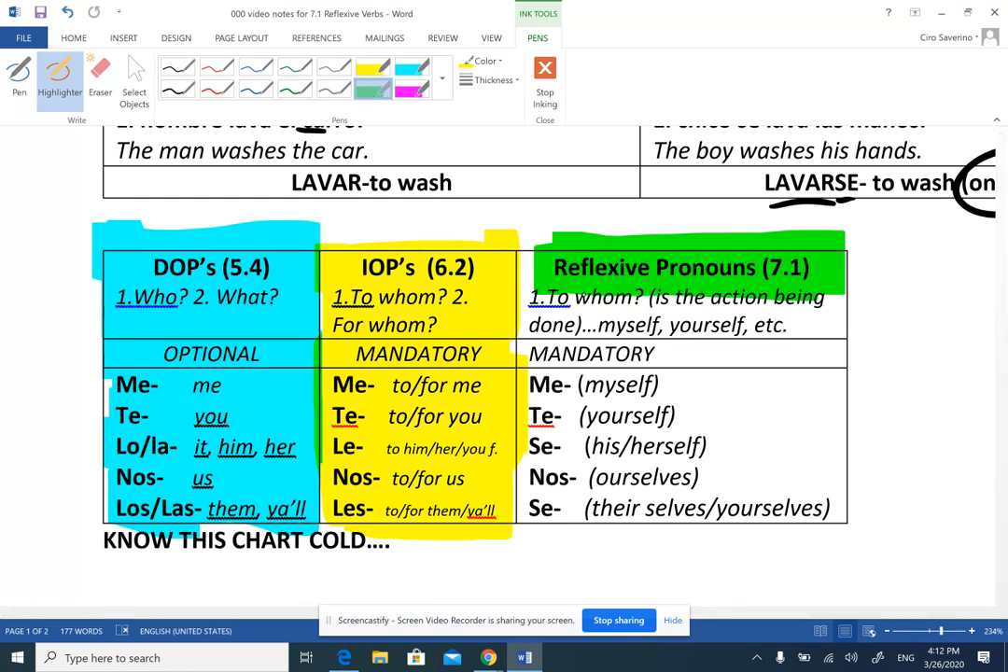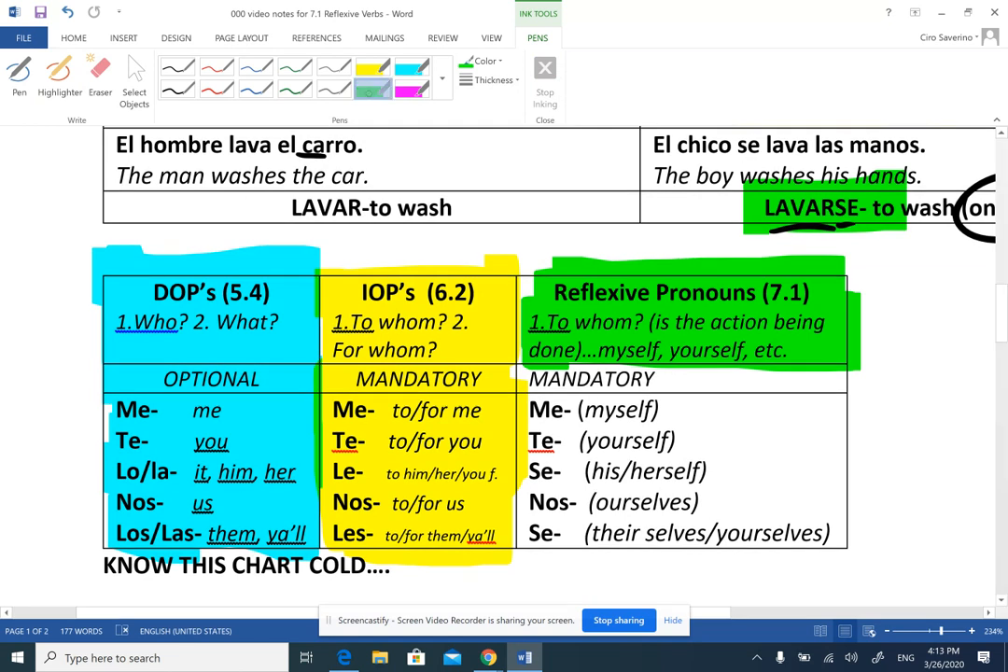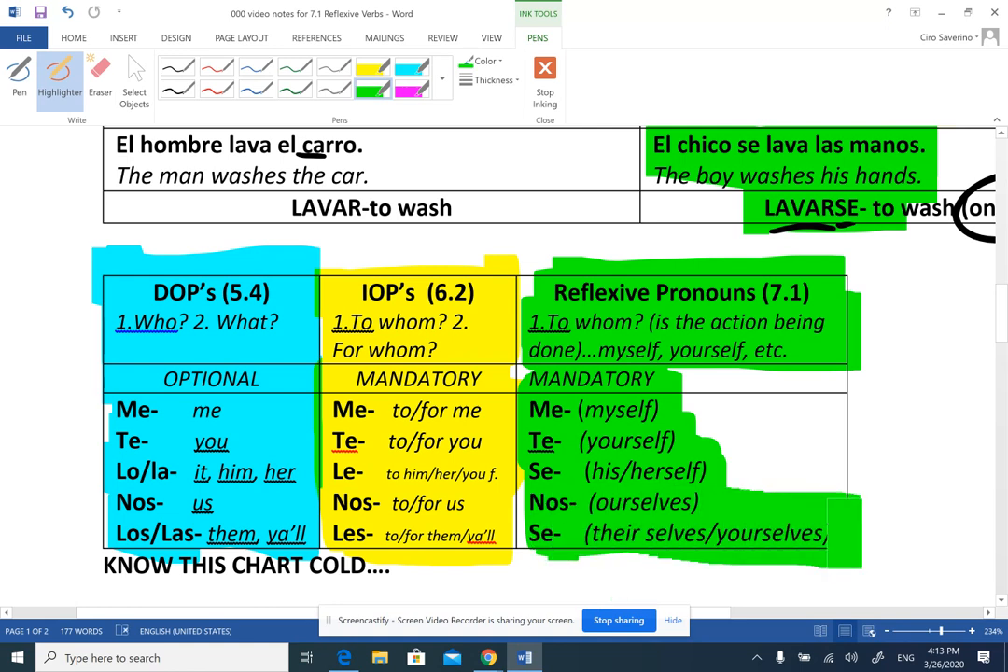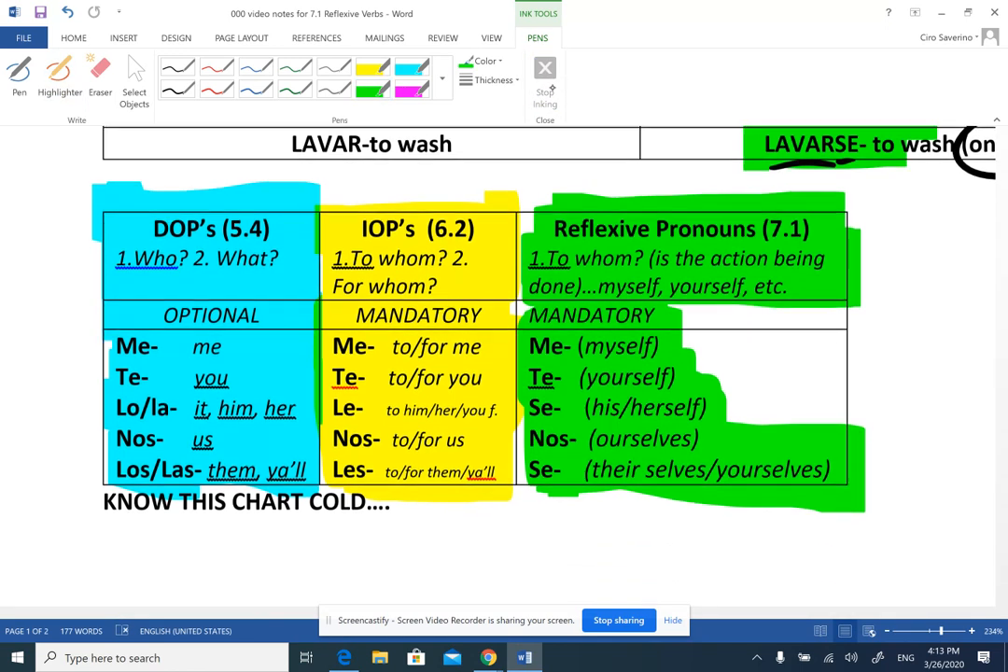Moving on to the new material, reflexive pronouns. They answer the question to whom, like who is the action being done to? Like in the example with the boy washes his hands. Se lava las manos. He's washing his hands. Okay, so the pronouns are me, te, se, nos, and se. Myself, yourself, his or herself, ourselves, their selves, or yourselves, like y'all selves.